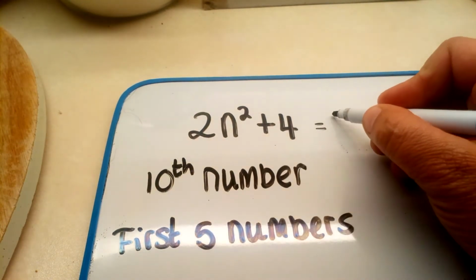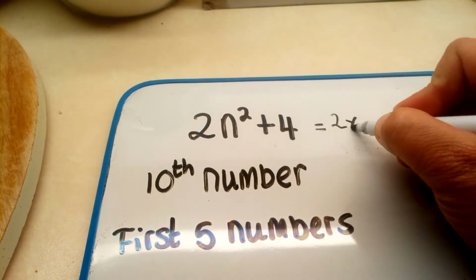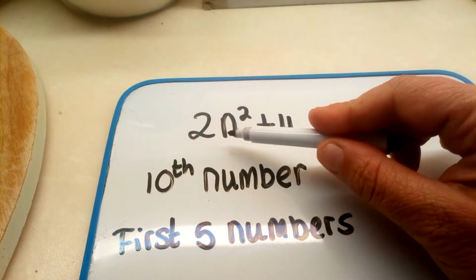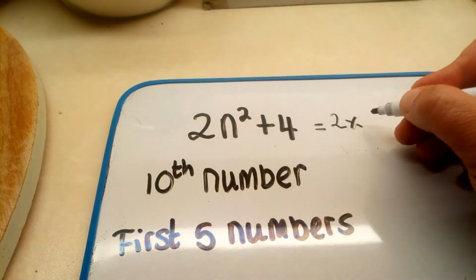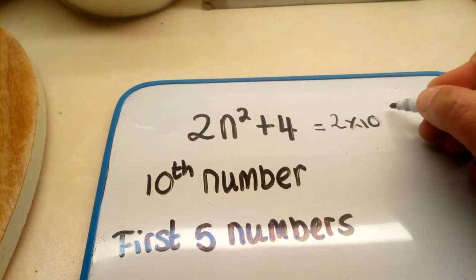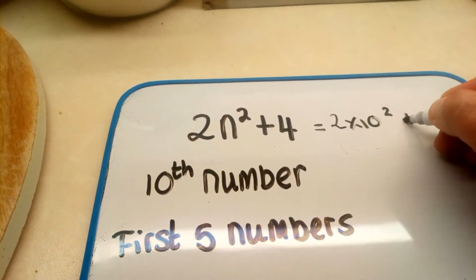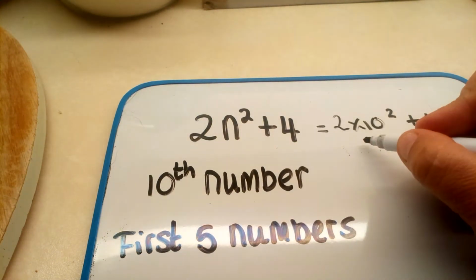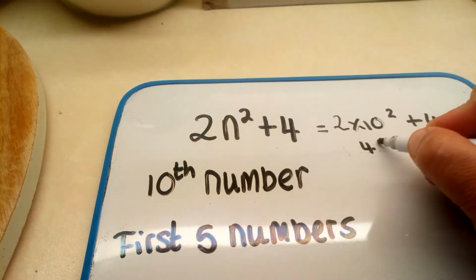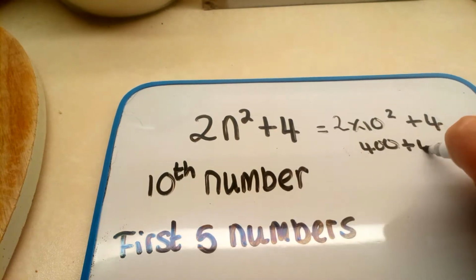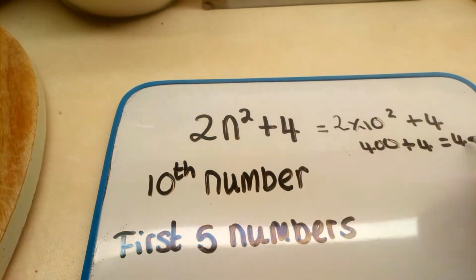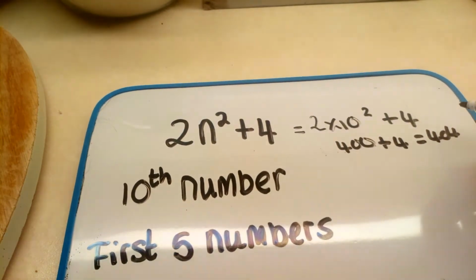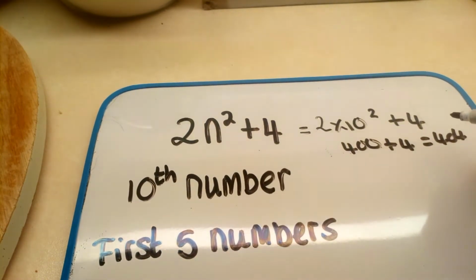So what we would do is 2 times, take out the n and replace it with 10, then you square it, plus 4. So 2 times 10 is 20, 20 times 20 is 400, plus the 4 equals 404. And that would be the 10th number in that sequence.